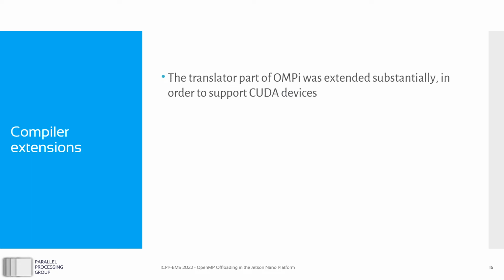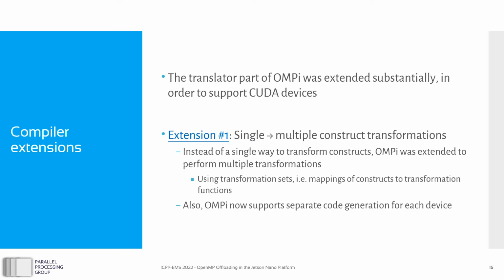So, we needed to extend the two described phases. The first extension is about multiple construct transformation. This means that instead of having a single way to transform constructs, we can now have multiple ways. This feature was necessary because GPUs require different transformations, and we also want to keep the generic way of transforming constructs.